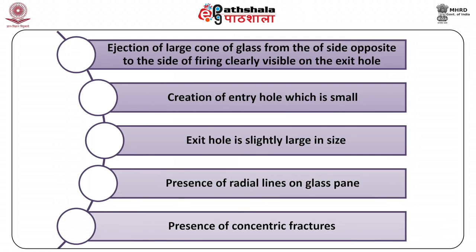Experiments with a 0.22 rifle show clearly all important actions of firing, which are: number 1, ejection of a large cone of glass from the side opposite to the side of firing, clearly visible on the exit hole. Number 2, creation of an entry hole, which is small. Number 3, exit hole is slightly larger in size. Number 4, presence of radial lines on the glass pane. Number 5, presence of concentric fractures.